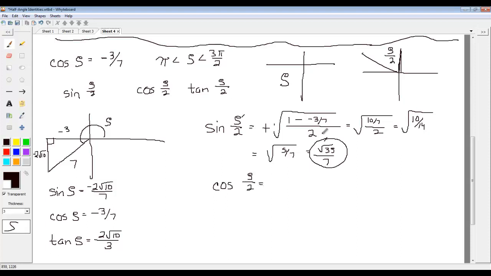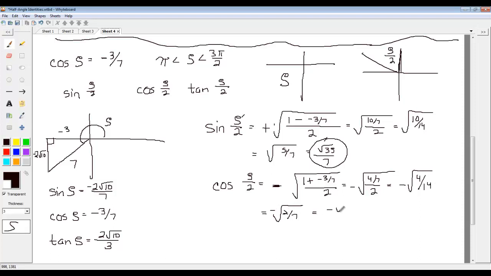And then for the cosine of s over 2, in quadrant 2, cosines are negative, so we have negative square root of 1 plus cosine of s, so that was negative 3/7, all over 2. So negative square root of 4/7 over 2, so negative square root of 4/14, or negative square root of 2/7. So it's going to be negative square root of 14 over 7.